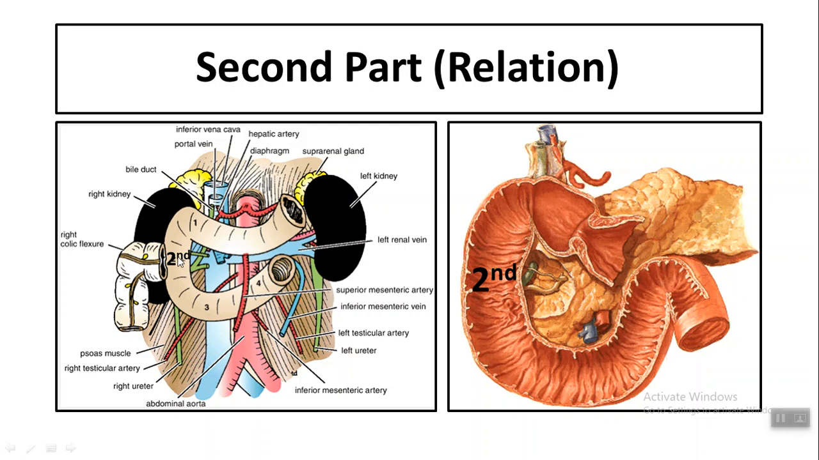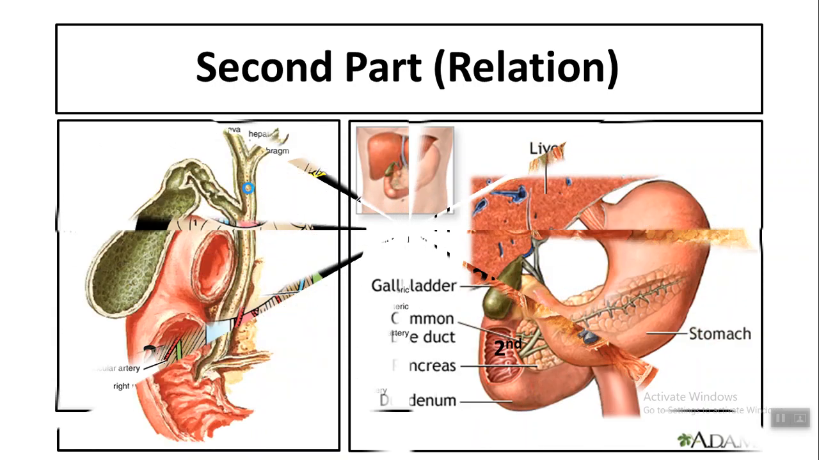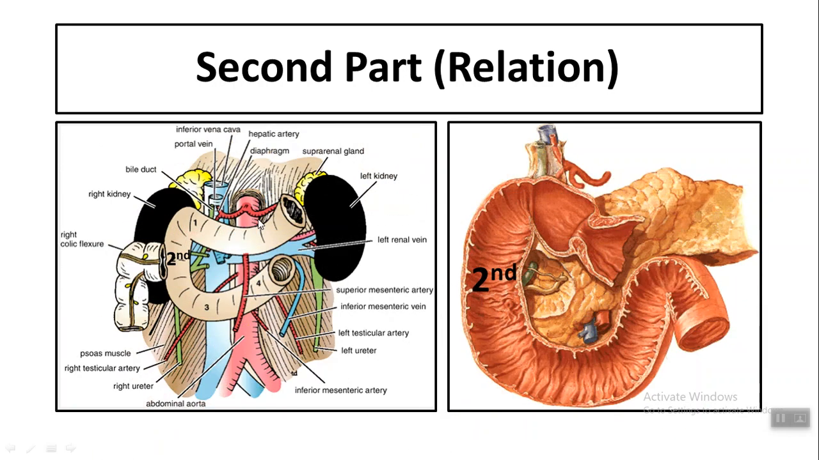Also, the transverse colon will pass anterior to the second part of the duodenum. The second part of the duodenum, or the descending part, descends in front of the hilum of the right kidney. This is an important relation to the second part of the duodenum. The right kidney is posterior.